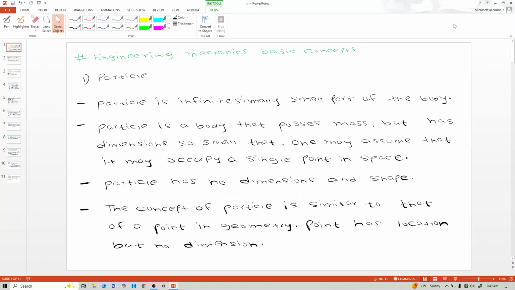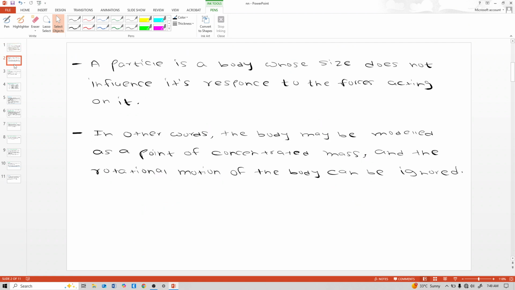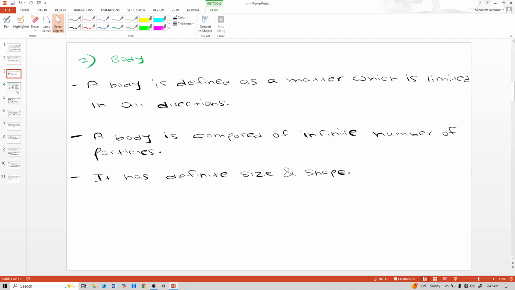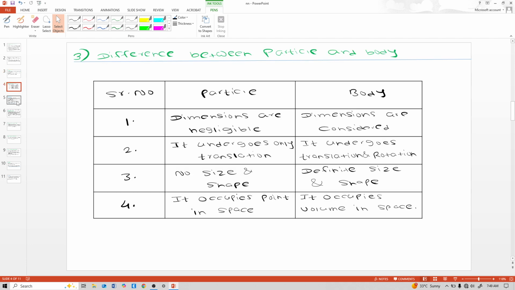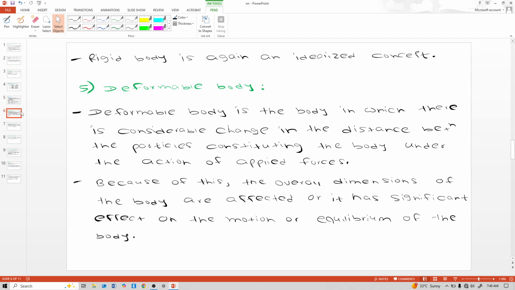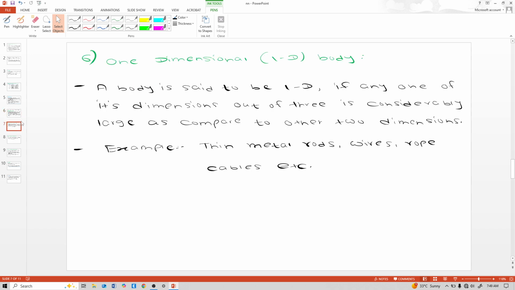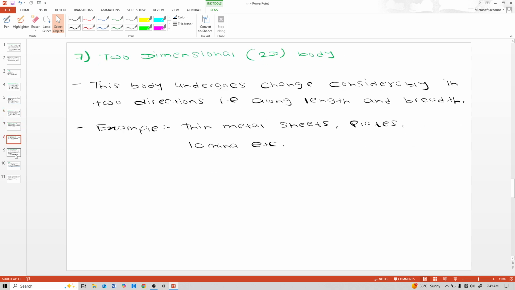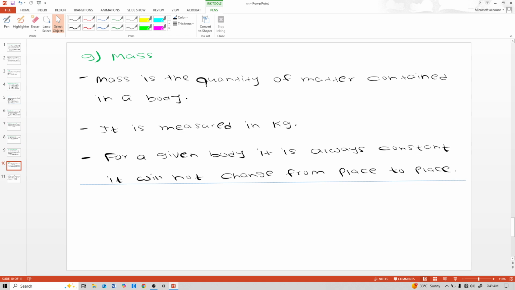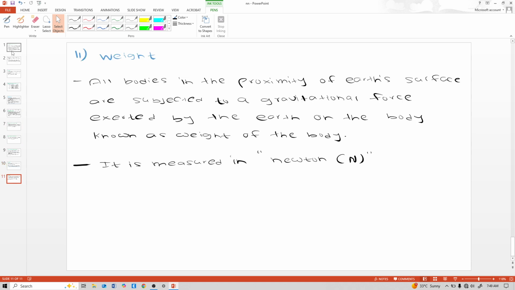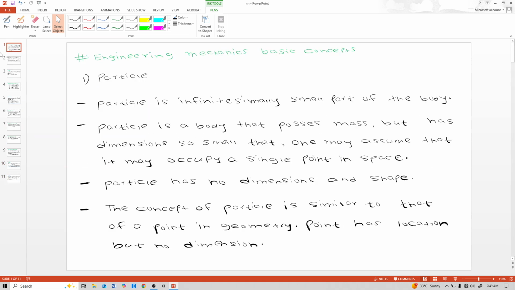Hello all. Today we will explore engineering mechanics basic concepts. First we will see what is a particle, then thereafter we will explore body, the difference between particle and body, rigid bodies, deformable bodies, one dimensional, two dimensional, three dimensional bodies, and mass, weight. So let's see what is a particle.